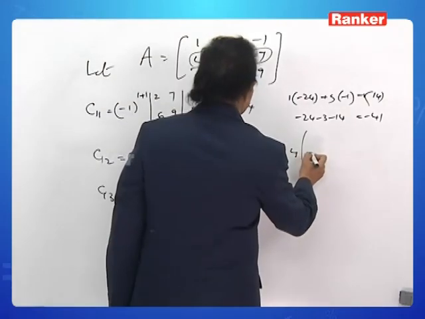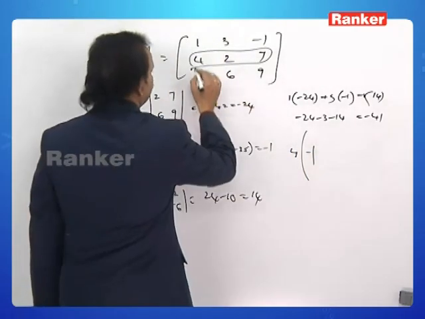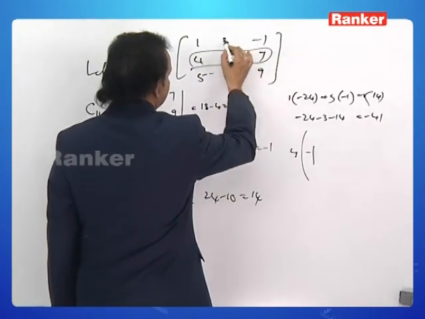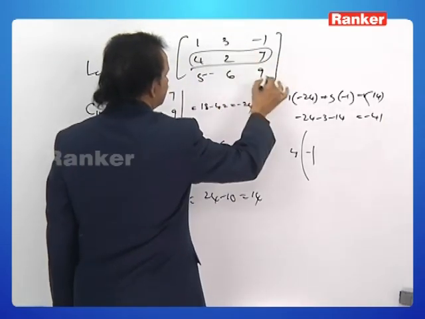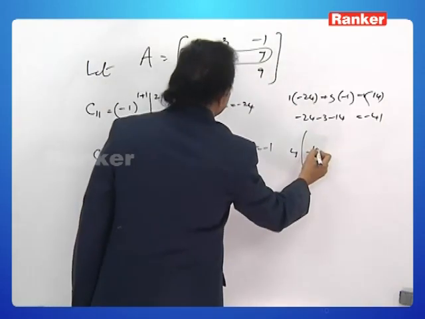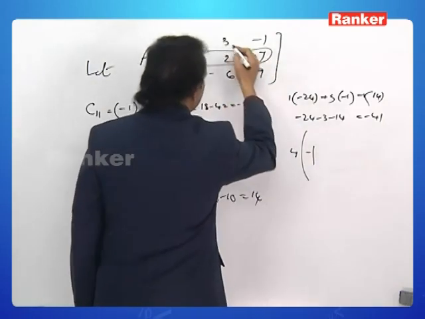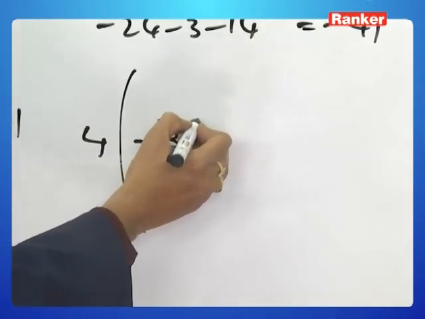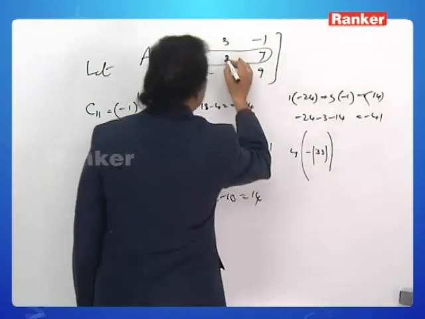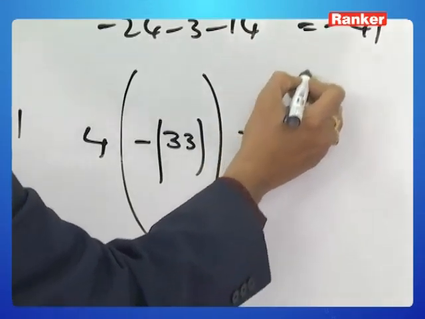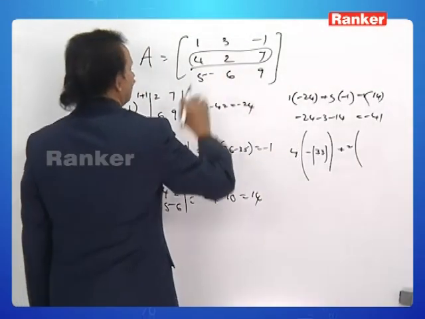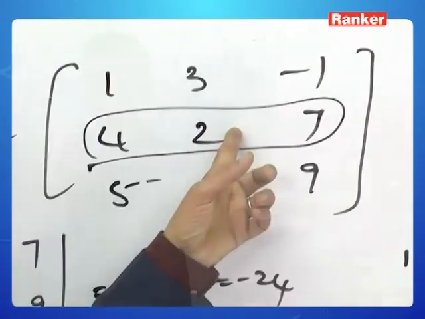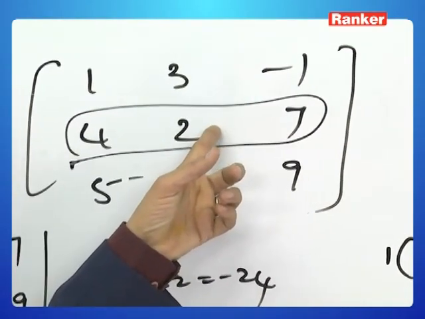So minus of, please tell me. Delete the second row, first column. 3 minus 1, 6, 9. 27 plus 6, 33. Isn't it? 27 plus 6, 33. Next, 2 into its cofactor. Second row, second column. Minus 1 whole power 2 plus 2 is 4.